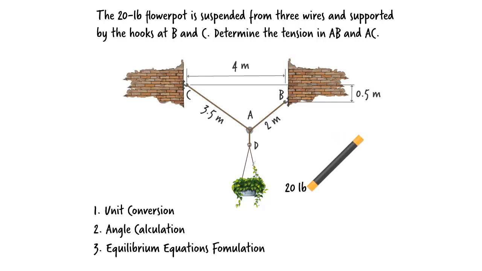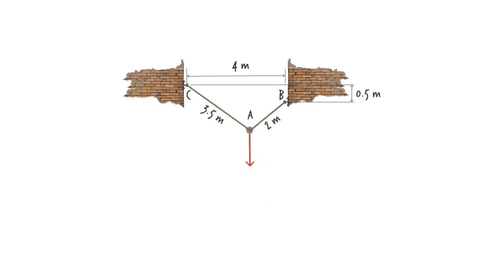To convert pound to newton, we simply multiply 20 by 4.448. This gives us a downward force of 88.96 newtons. This is the force that the flower pot exerts on wire AD, and consequently on point A. Let's replace the flower pot with the 88.96 Newton force like this.